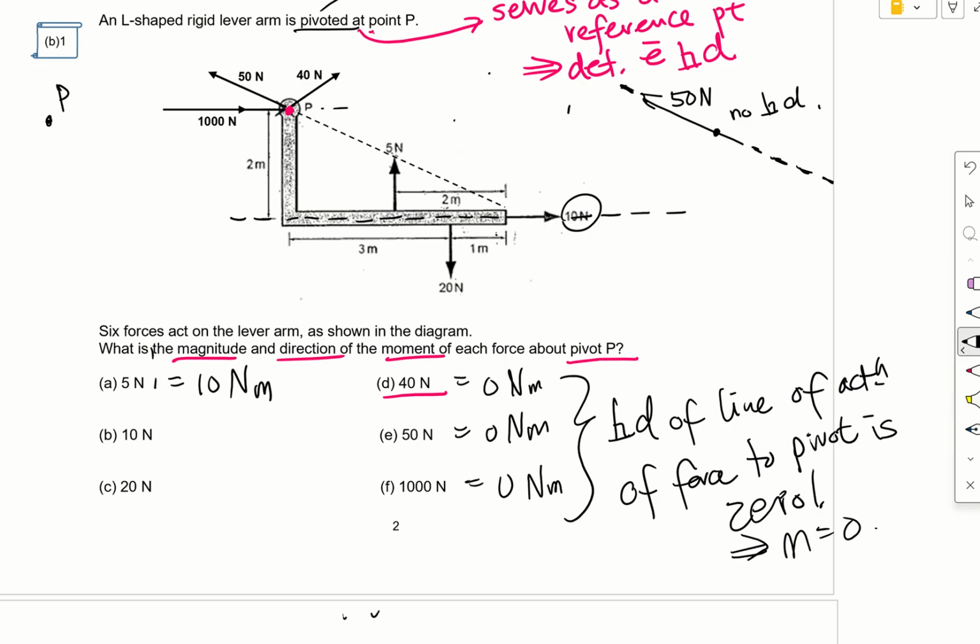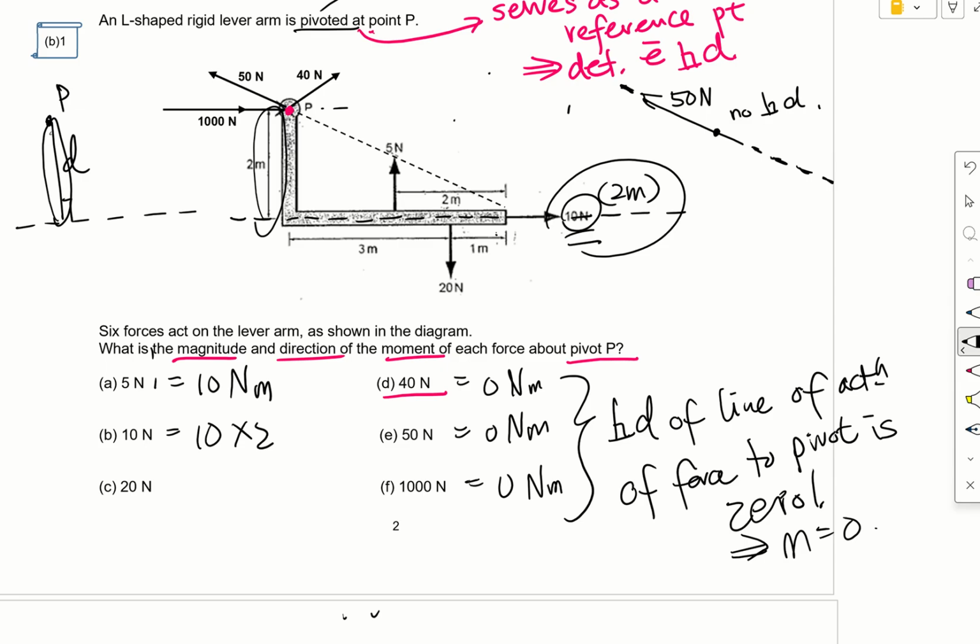This is the pivot, and the line of action of the force for 10 Newton is this way. So I want to determine the perpendicular distance, which is the shortest distance, right? So this is the perpendicular distance, and I match it to this diagram here. So the perpendicular distance is 2 meters. Agree? So if it's 2 meters, then the moment is 10 times 2, because moment equals force times perpendicular distance, so I get 20 Newton meter.